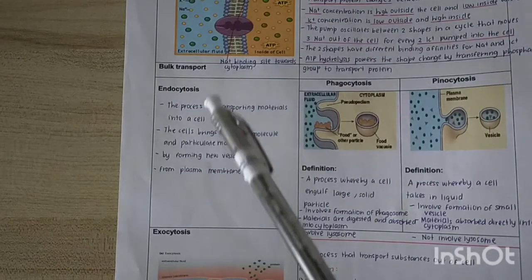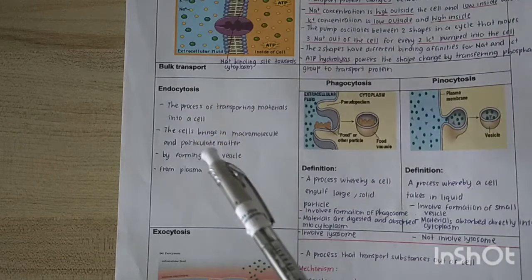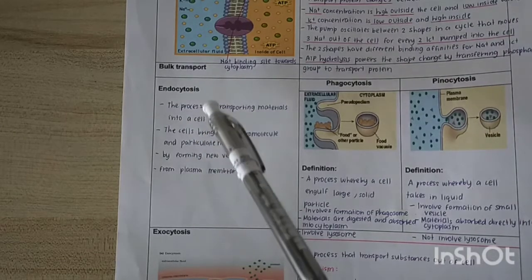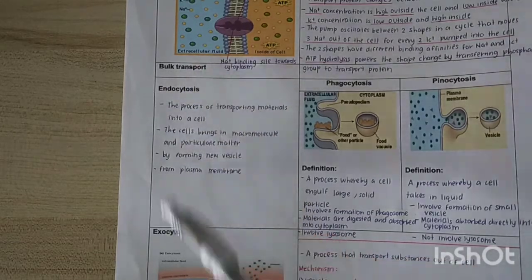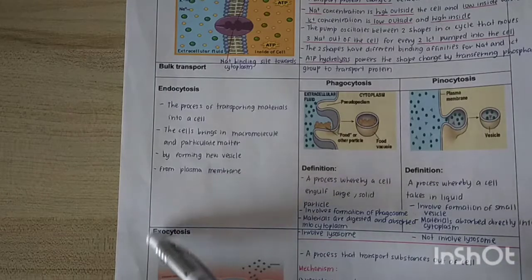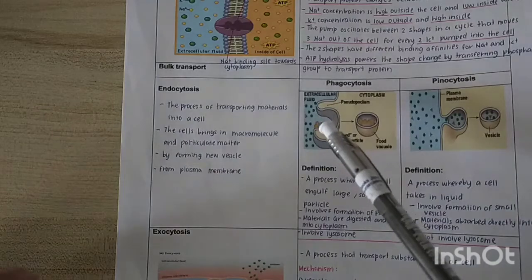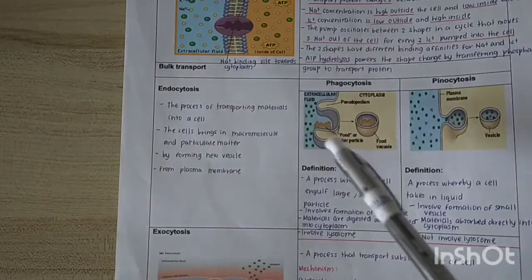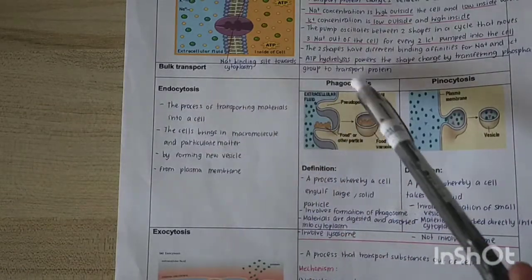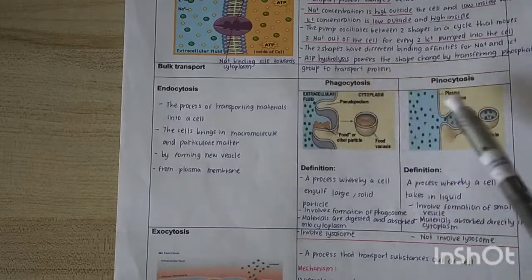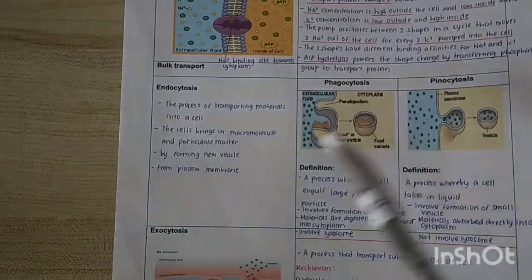Okay, so now we proceed to bulk transport. For bulk transport, it has two types. The first one we call endocytosis. The other one is exocytosis. For endocytosis, it has two types. Two processes that we consider as endocytosis. The first one we call phagocytosis. The other one is pinocytosis.